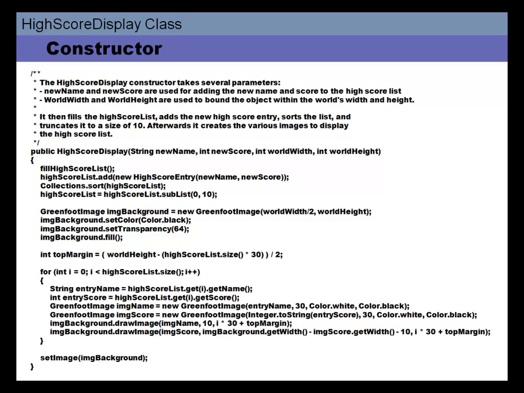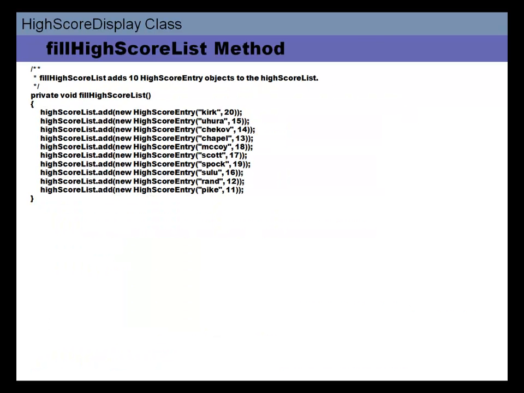Next, margins are calculated so that the list of high score entries is centered on the screen and the players' names and scores are displayed to the left and right respectively, as a for loop iterates through the high score list. Finally, fillHighScoreList does what it says. It fills the high score list with names, which may be quite familiar. Time to save and close this class.